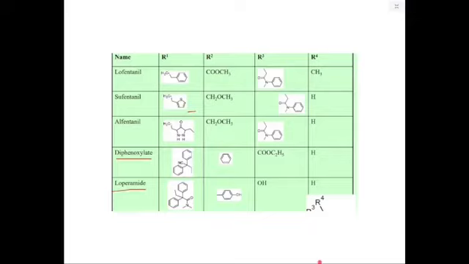What are those compounds used for? Diphenoxylate and loperamide. Can you remind me? What are these compounds used for?